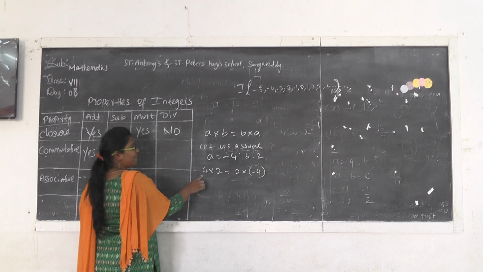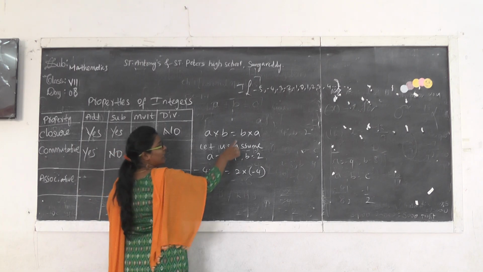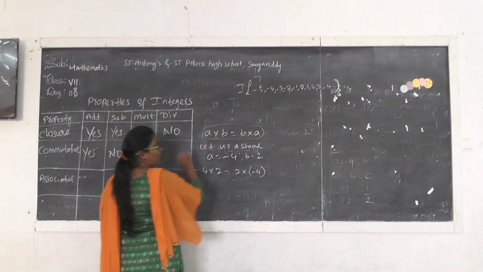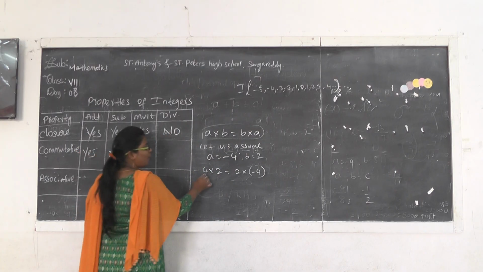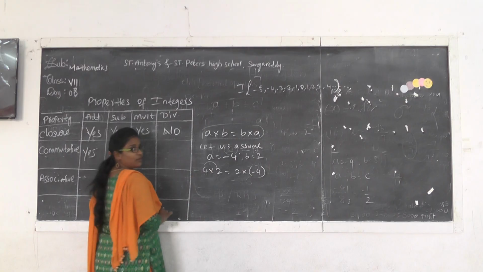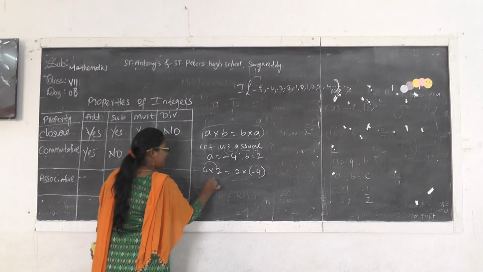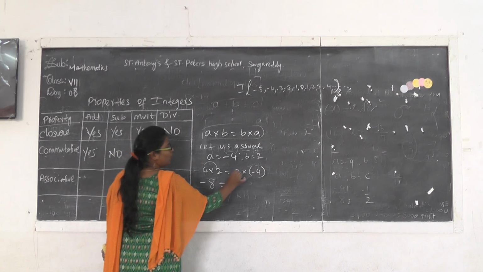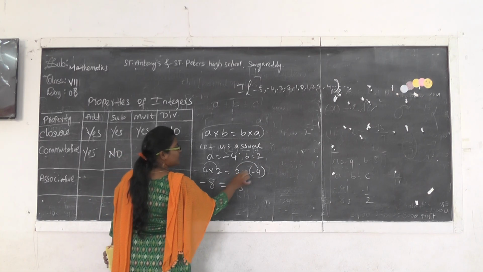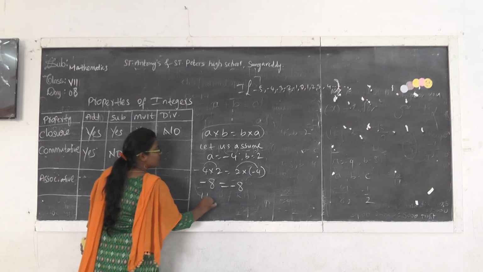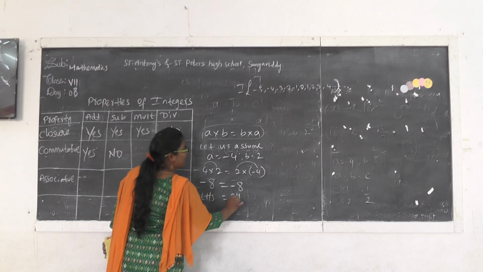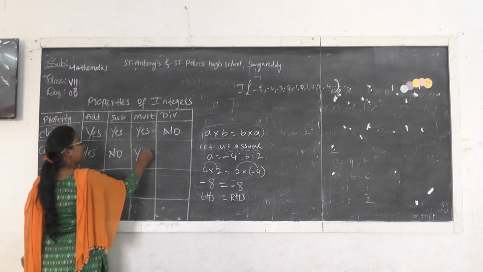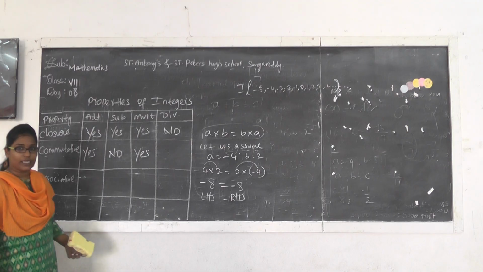In the place of A, minus 4. In the place of B, 2. In the place of B, 2. In the place of A, minus 4. In this property, we have to substitute. Now solve. First multiply numerical term to numerical term. 4 2s are 8. One is positive, one is negative, the result is negative. 2 4s are 8. One is positive, one is negative, the result is negative. So both sides we got the same. Both LHS and RHS are equal. So the commutative property is satisfied under multiplication.